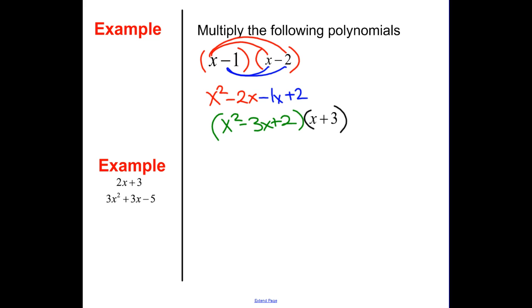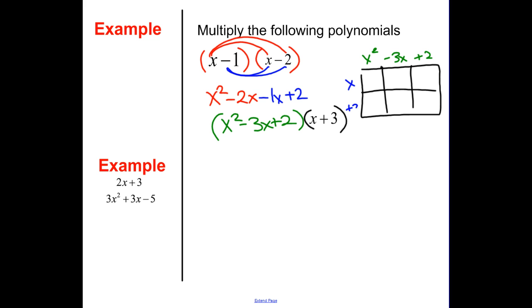Now this one, it's kind of going to get harder to expand this out using the horizontal method, so I'm personally going to use the box method for the second piece. So we need to have 2 for the x plus 3, and we need 3 for the x squared minus 3x plus 2. So I'm going to put those pieces in. X squared minus 3x plus 2. Then on the side, I'm going to put x plus 3. Then we just multiply each piece through.